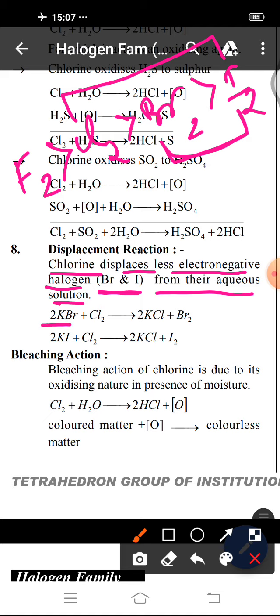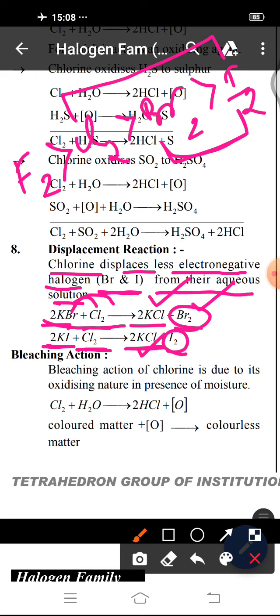So when KBr reacts with chlorine, the Br is displaced by chlorine, it forms KCl, and the bromine forms Br2. And when KI reacts with chlorine, it forms KCl and I2. That means when a more electronegative element reacts with the salt of a less electronegative element, it displaces the less electronegative element from its position and takes its position. So KBr reacts with chlorine to form KCl and Br2. KI reacts with chlorine to form KCl and I2. So this is the displacement reaction.